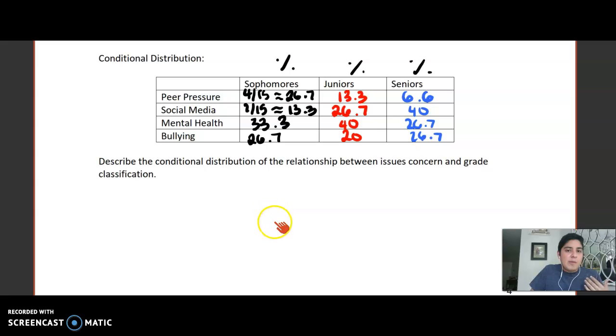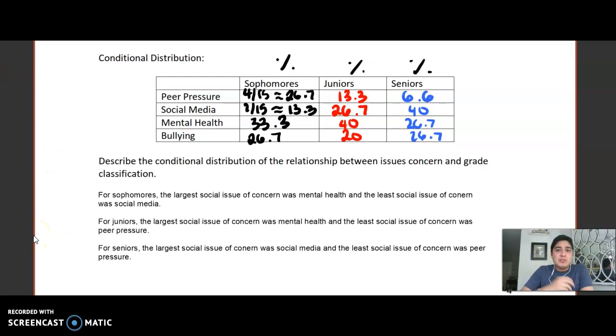So go ahead and pause the video and just make a comparison within each grade level. So again, you're giving me the largest issue of concern and the smallest issue of concern. So pause this video again and try it out for yourself. Alrighty, so hopefully you were able to fill out these charts here, which I think we already checked, and then give a description here. So this is going by the condition of grade classification.